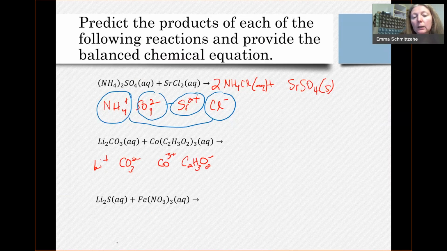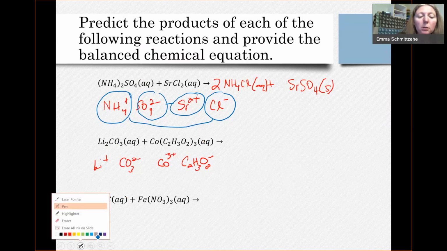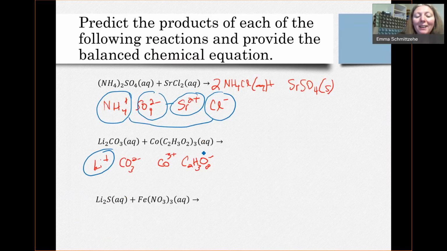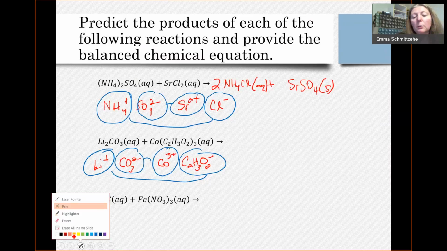Okay? And again, just like before, I dropped some of the subscripts. I dropped the 2 on lithium because lithium isn't a polyatomic ion ever. And then I dropped the 3 off of that polyatomic because I just needed 3 of them. Okay, that isn't one of the subscripts that's part of the ion. Okay, now we need to swap ion partners. So the lithium ion goes with the acetate ion, and then the cobalt 3+ goes with the carbonate. And then my products, I just put them in a ratio to make it neutral.